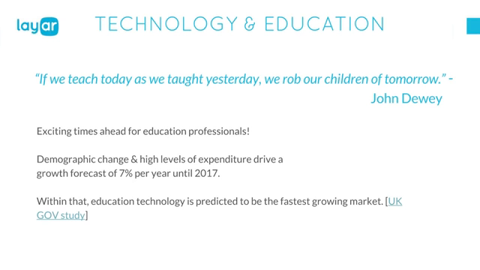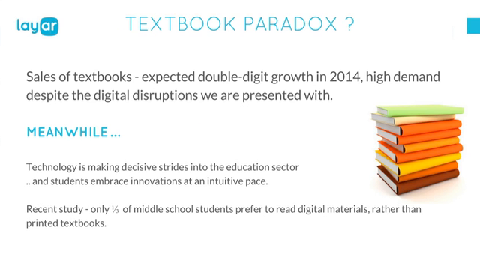And the fact that we see this demographic change in preferences and learning habits, and also high levels of expenditure, drive a growth forecast of 7% per year. And so education technology within that is predicted to be the fastest growing market. You'll find all of this information in the industry overview, which will be available tomorrow, so you can get a deeper sense of what I'm referring to here, and the study that we're basing these facts on. But something that's probably pretty interesting to mention here is the textbooks paradox.